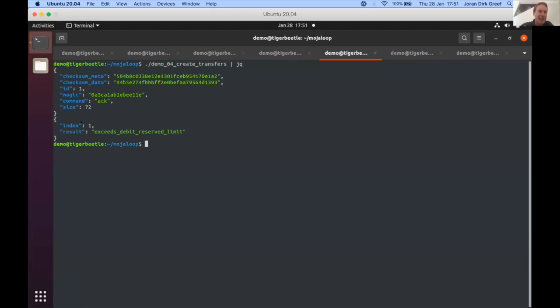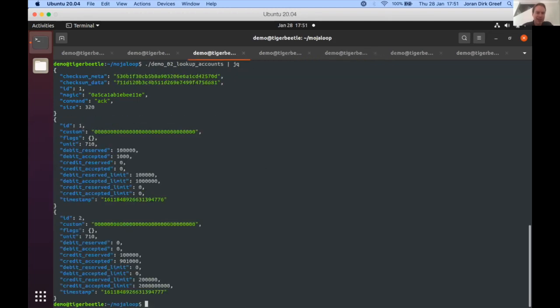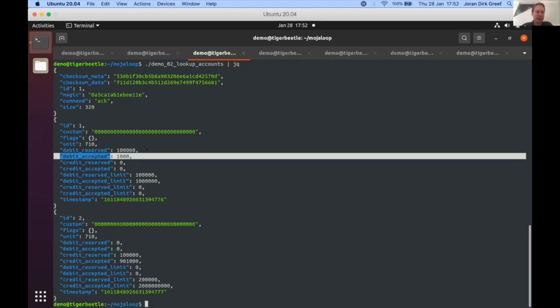There we go. And we can see that the first transfer succeeded. The second one, with index 1, failed: it exceeds the debit reserve limit. And let's take a look at our account balances. So we can see that first transfer of 100,000 units has now been reserved. It's in flight. So it's prepared. It hasn't yet been committed or fulfilled. So it's not yet in the accepted balance on the debit side.